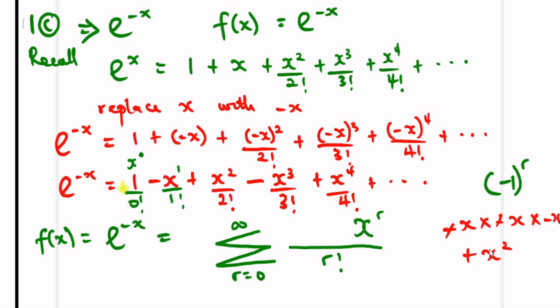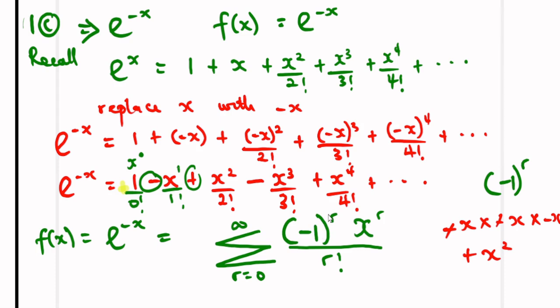Now, the next one will have negative 1 raised to power 1. So minus 1 raised to power 1 is minus 1, which is going to fit this minus sign here. Then the next one is minus 1 raised to power 2. Minus 1 raised to power 2 is plus 1. So it's going to fit this sign. So this fits it. So we'll have negative 1 raised to power r.